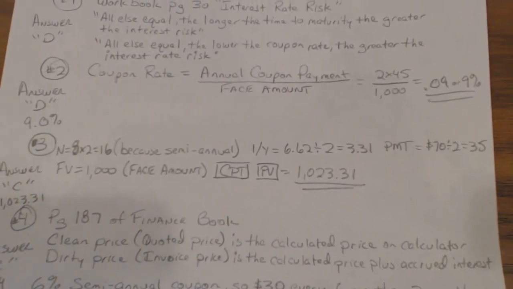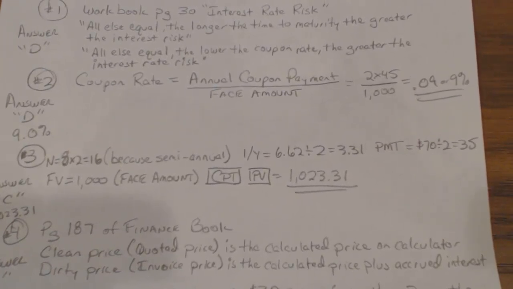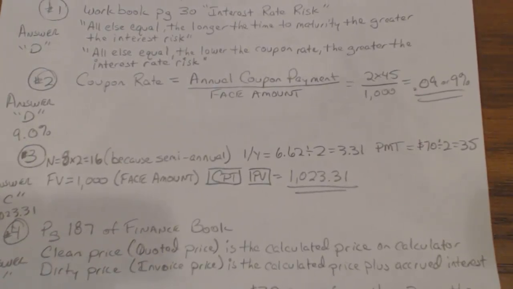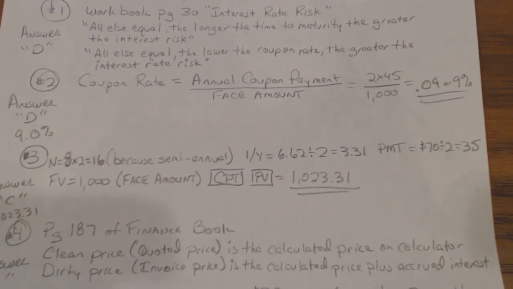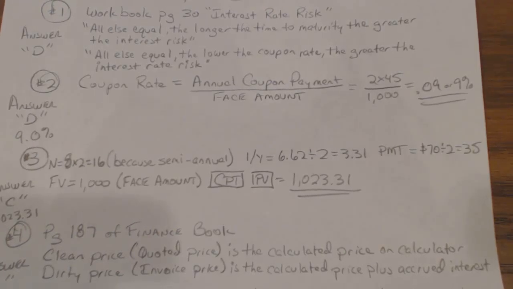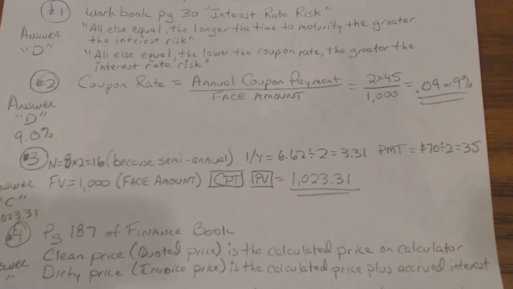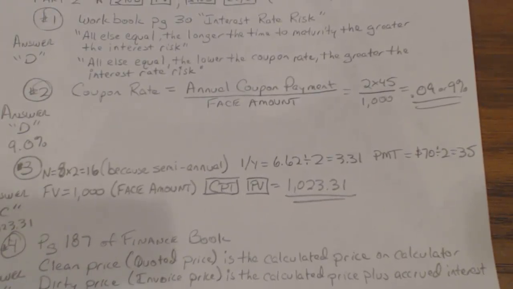Okay. Number 3, it's a fairly standard problem. You just got to make sure that it's semi-annual. So for N, you take 8 years times 2, 16 payment periods, and for the interest rate, you divide the interest rate of 6.62 by 2, and you divide the payment by 2, and then calculate the present value. Put in the face amount as 1,000.